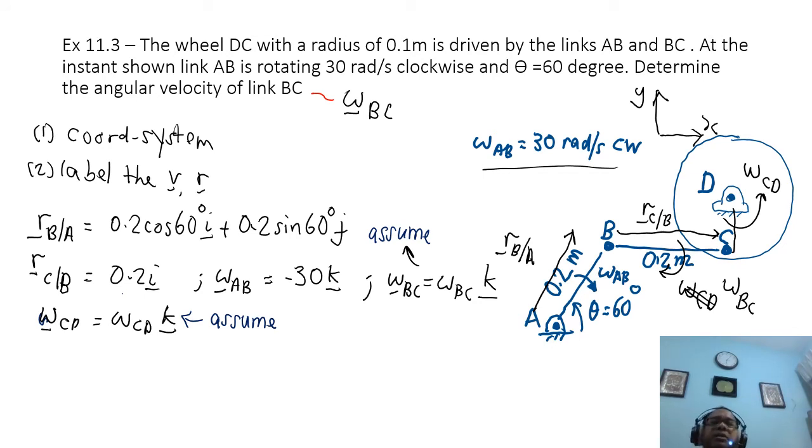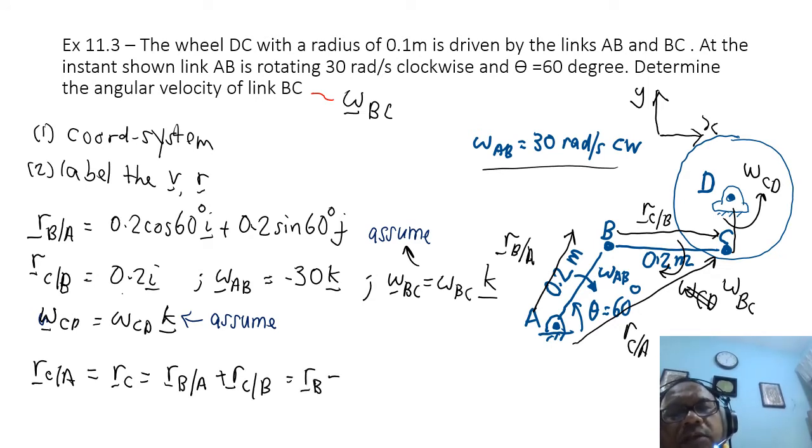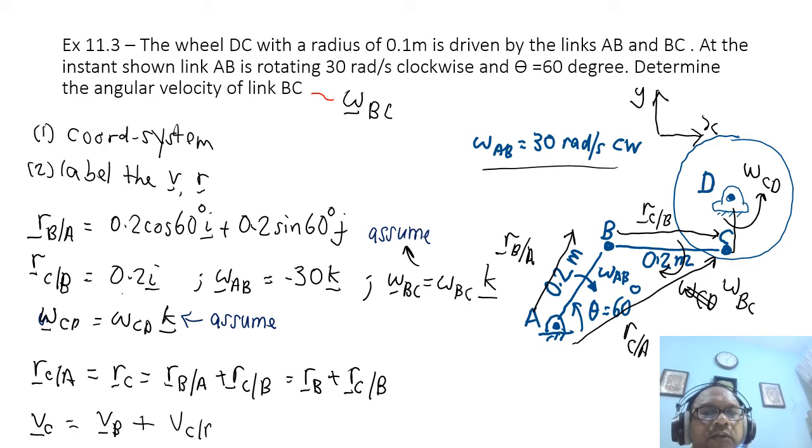So we have all the data and we can now draw another vector here. This vector is vector C relative to A, which equals vector C, because A doesn't move. It equals vector B relative to A plus vector C relative to B, and B doesn't move relative to A, so it equals vector B plus vector C relative to B. Then we can write the equation for the velocity: VC equals VB plus VC relative to B.